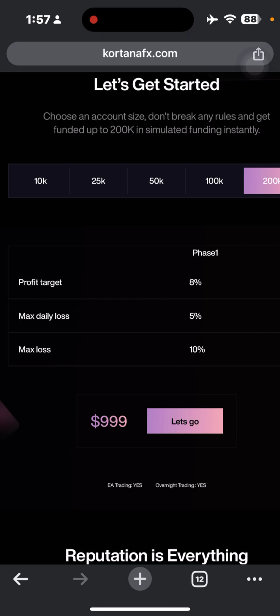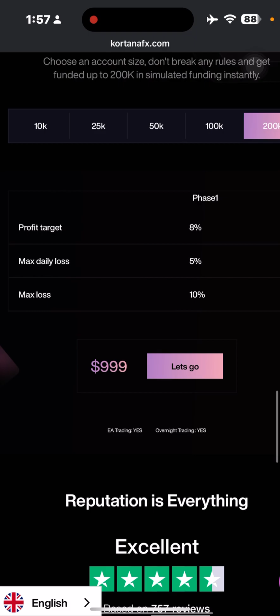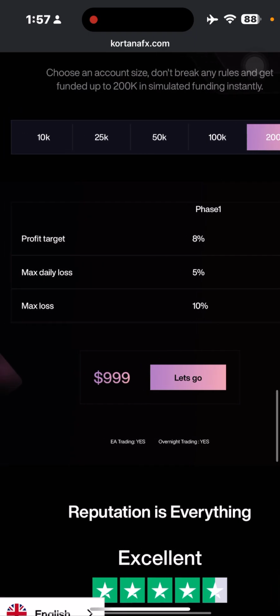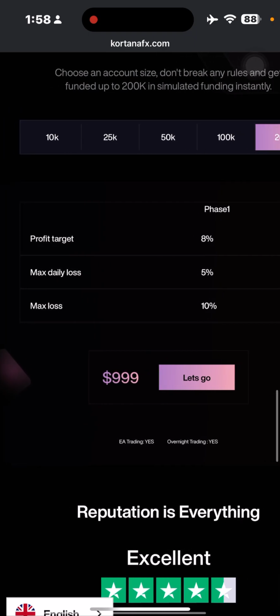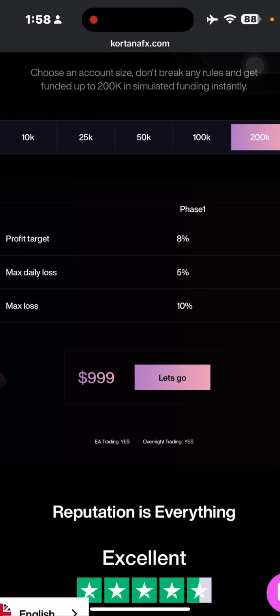Now, for traders that have the capacity to go for this package, once you go for this package, they also allow HFT to pass this challenge. So once you pass this challenge, you will receive a live funded account.